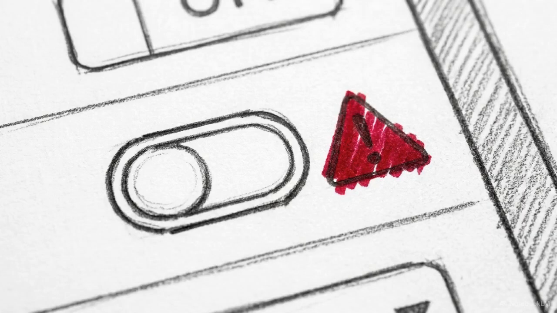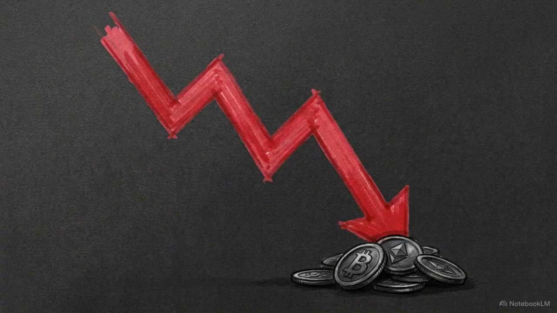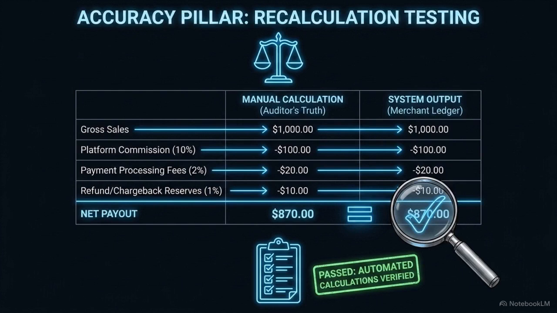If those master controls are somehow bypassed, an employee or an automated glitch could process erroneous credit memos or return adjustments, distorting the final payout. We then compare our manual calculation directly against the system output.